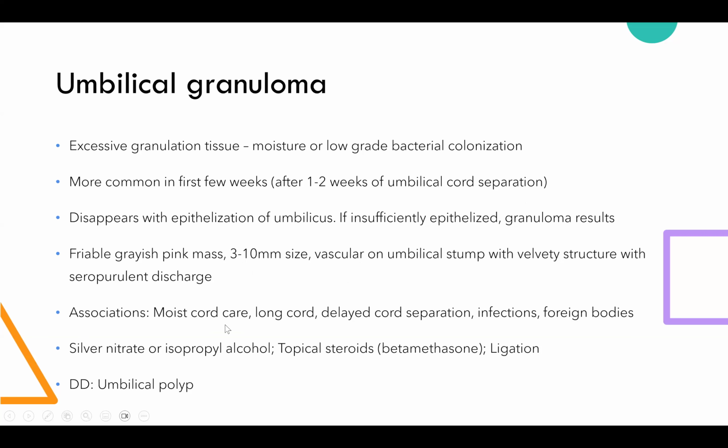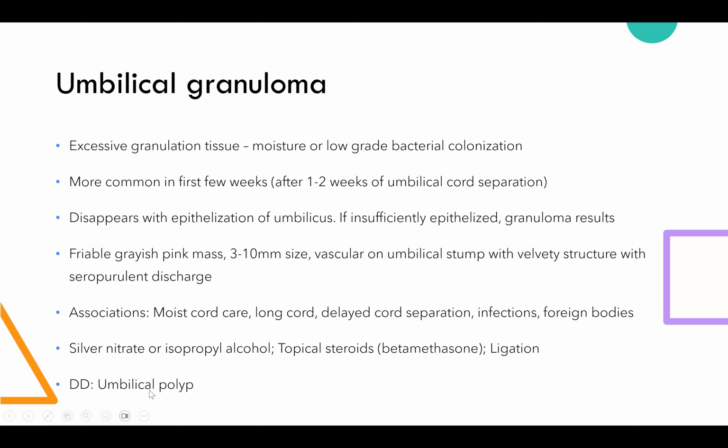Associations are moist cord care. So we advise dry cord care. Moist cord care can increase the incidence of umbilical granuloma. Long cord, delayed cord separation, infections, low grade bacterial infections, foreign bodies in the umbilicus can all lead to umbilical granuloma. It can be treated with silver nitrate application or isopropyl alcohol, topical steroids or ligation. Or more commonly used, salt application can also be tried.